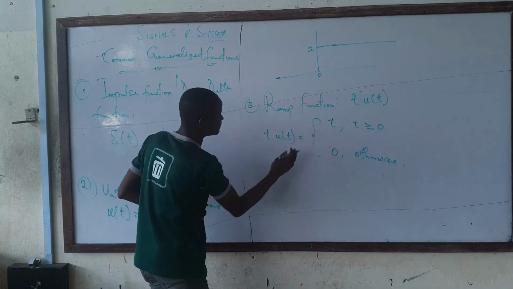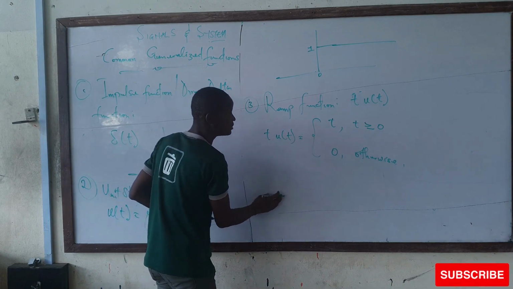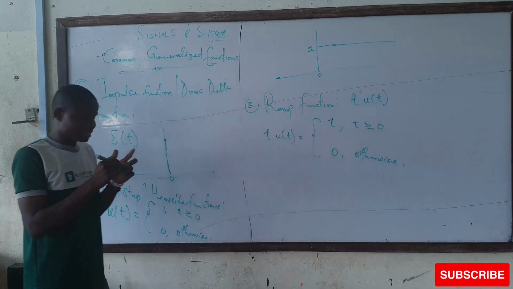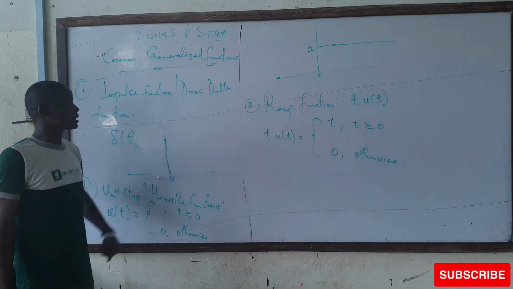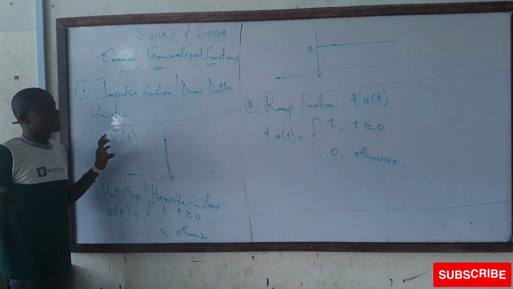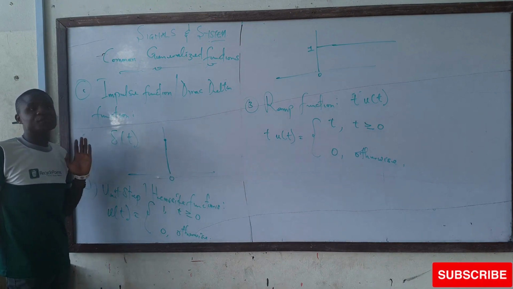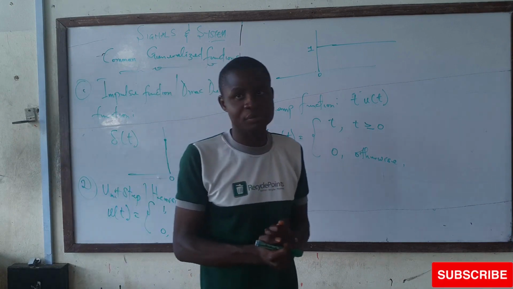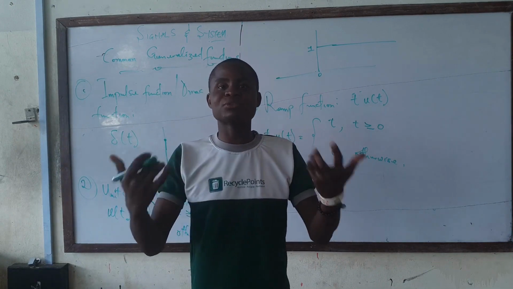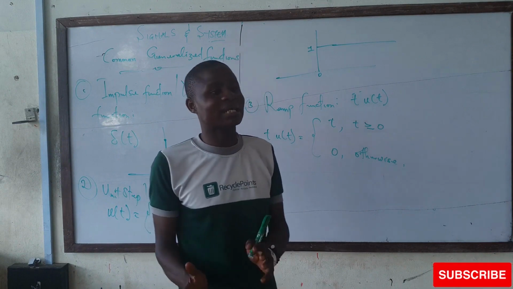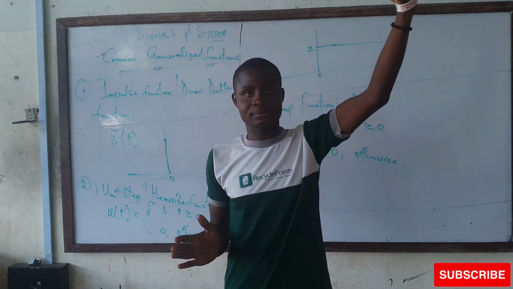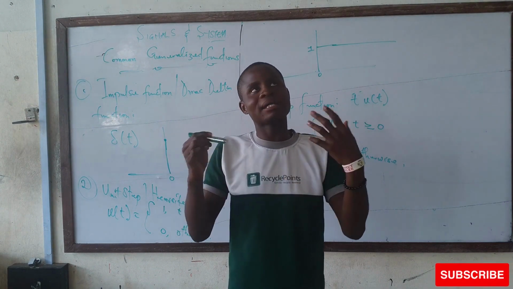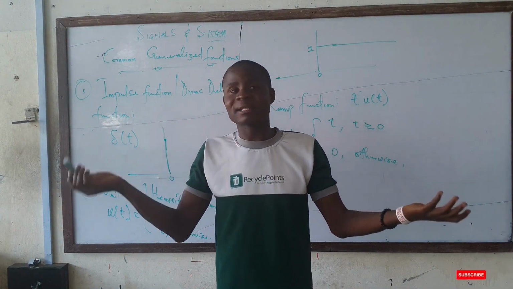So t u of t in this case. Now let's go back to t u of t. This is t for t greater than 0. Now I want to introduce something we can call a unilateral function. By unilateral function, I mean functions that start from 0 to infinity. So we have unilateral functions and we have bilateral functions.